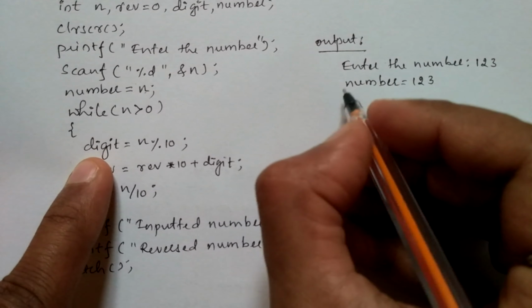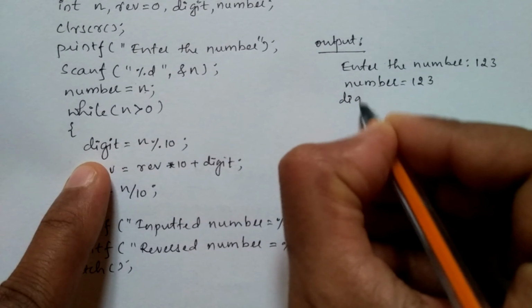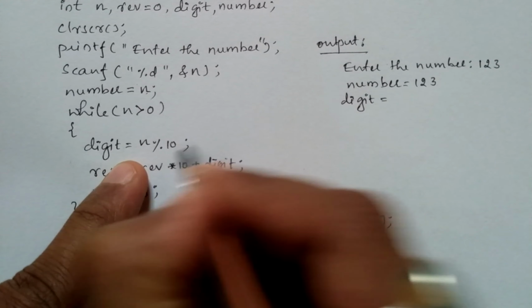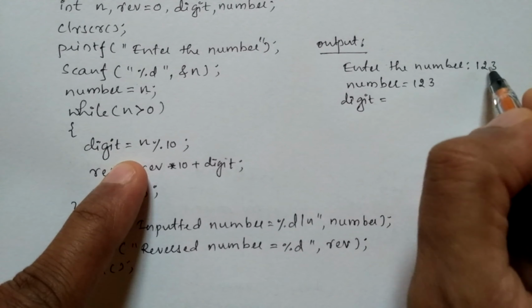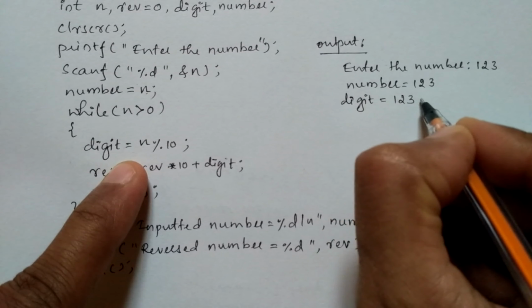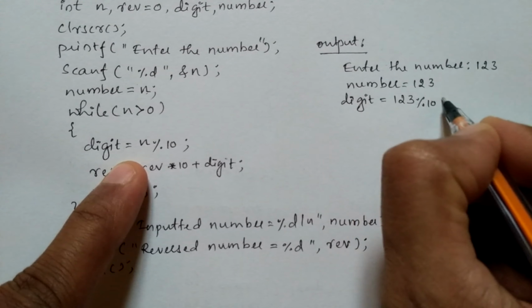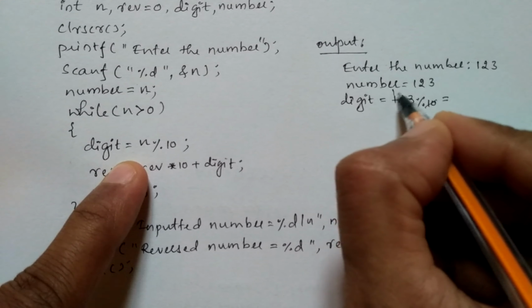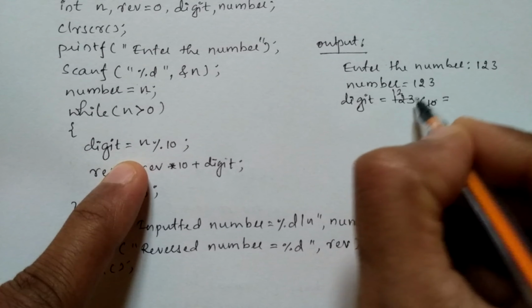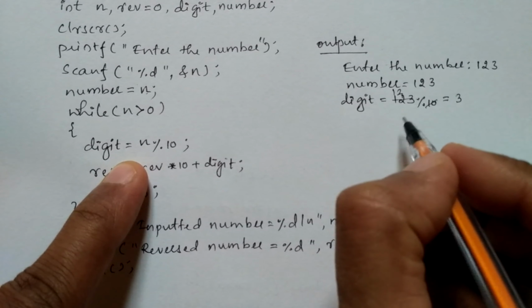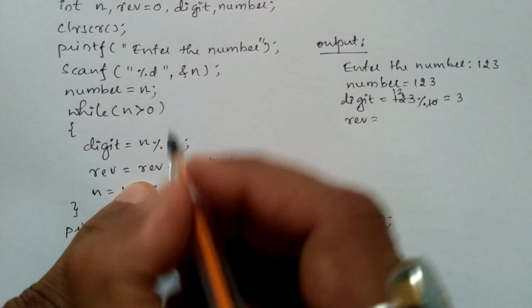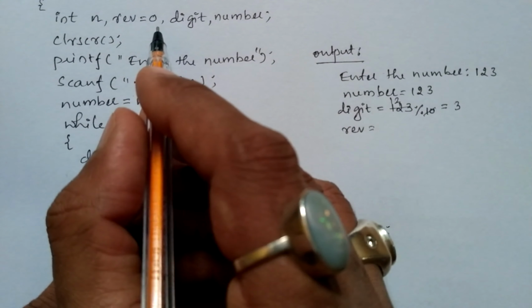Let us execute the first statement. Here the first statement is digit is equal to n modular division by 10. What is the value of n? n is 123. 123 modular division by 10. So this always returns us the remainder. 10 ones are 10, 10 twelves are 120. 3 is the remainder. So here we'll get 3. Next we'll write rev is equal to rev. For the first time it is set to 0.